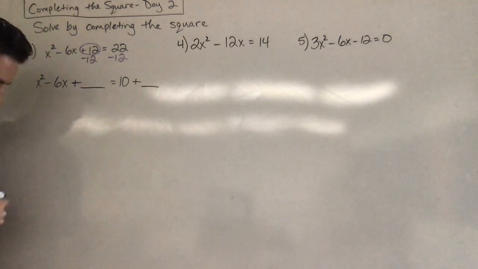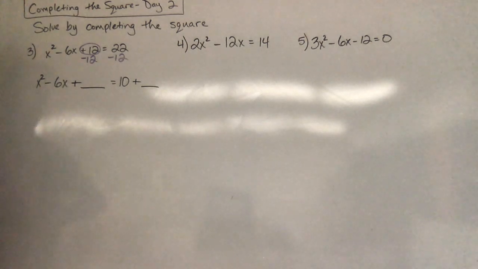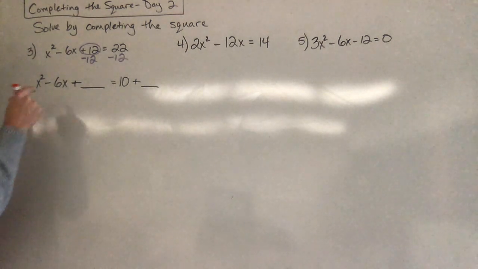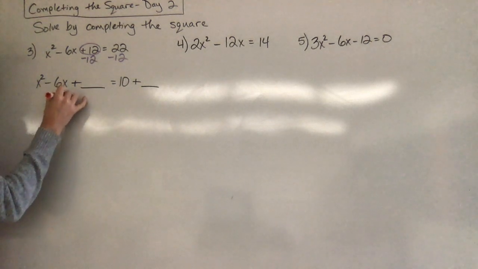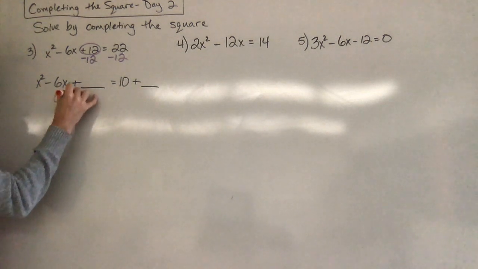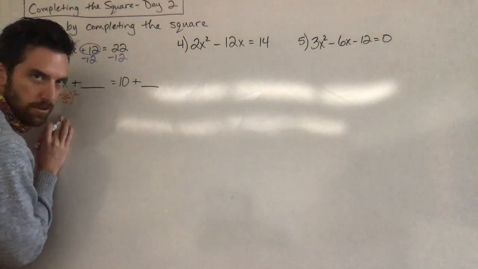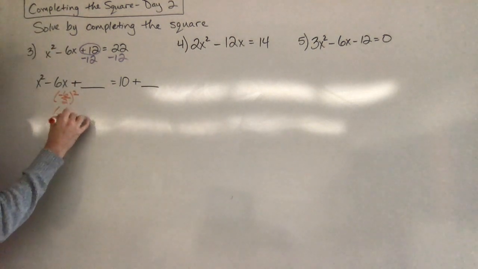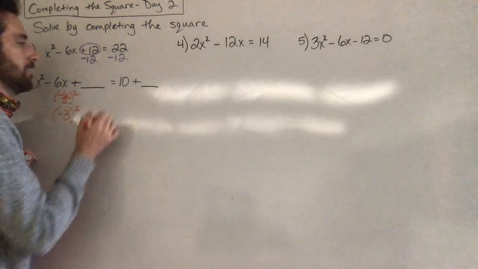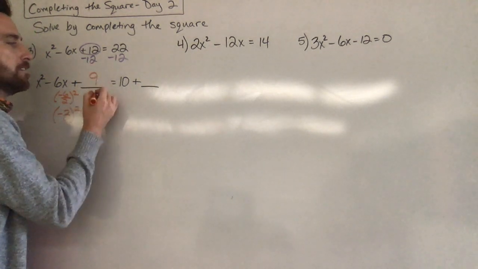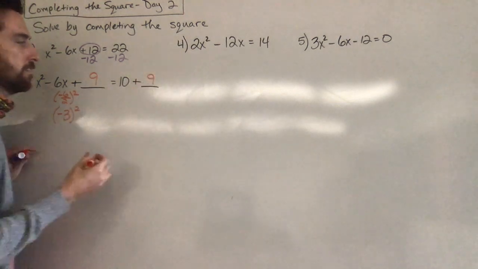Keep it balanced. So to find what we're going to add to both sides, remember we take that b, whatever's in front of the x, which is negative 6, we divide it by 2, and then we square it. Now negative 6 divided by 2 is negative 3. And when you square that, negative 3 times negative 3 is positive 9. So we're going to add 9 over here. We're going to add 9 over here.